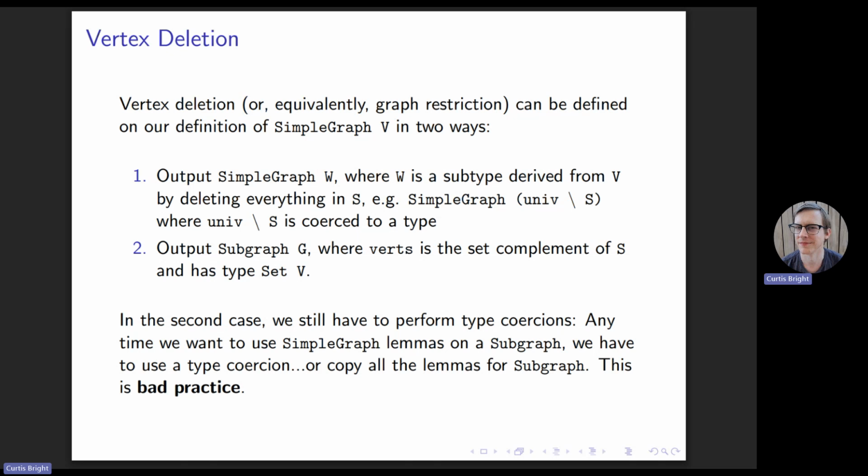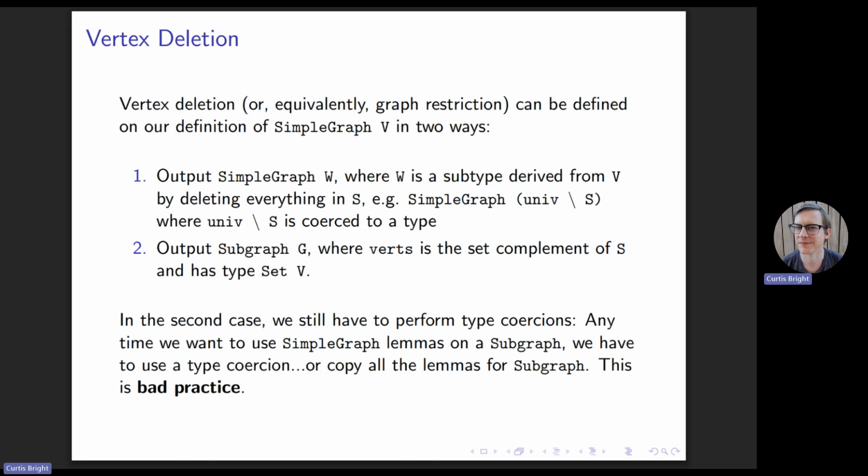So one common graph operation where we run into problems is vertex deletion. For example, if we have a simple graph defined on vertex type V, and we have some vertex V, and say we want to delete it from the graph. We can do this in two ways.